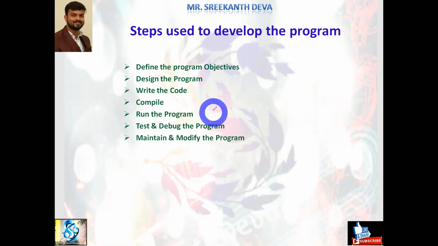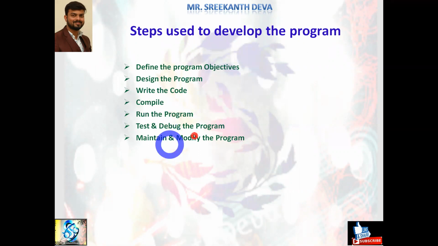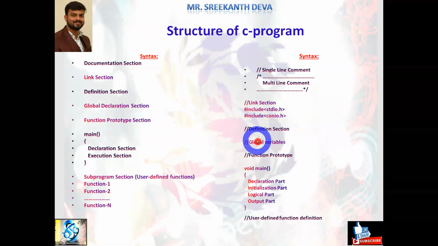Once execution of the program is done, next we need to test and debug the program to see whether it works correctly or not. After that, maintain and modify the program. So these are the general steps involved in developing a program in the C programming language: define the program objectives, design the program, write the code, compile, run the program. If anything goes wrong at runtime, test and debug the program, then maintain and modify the program.